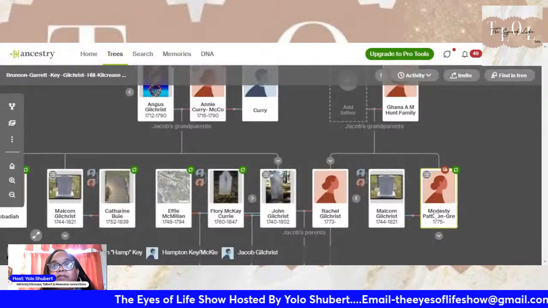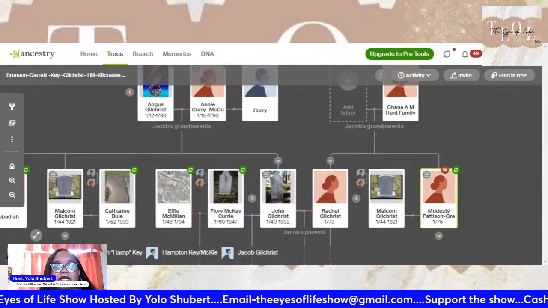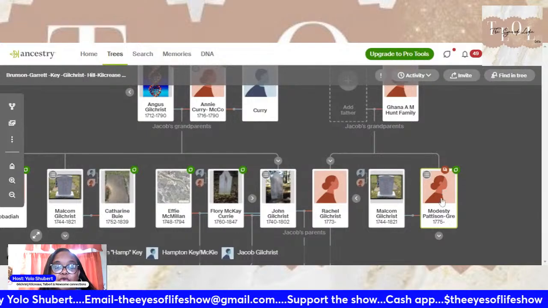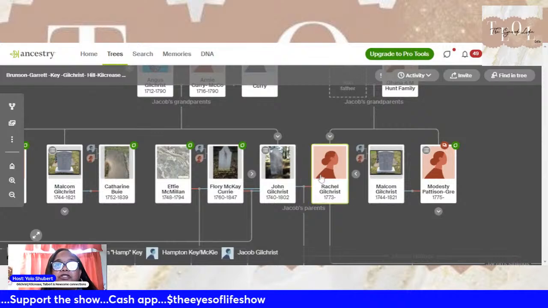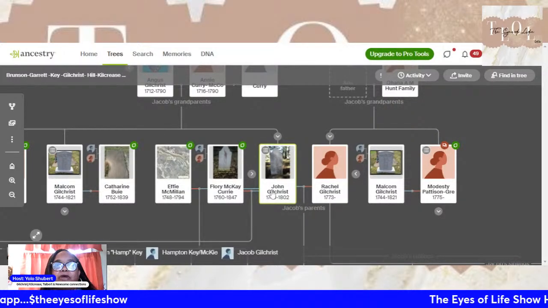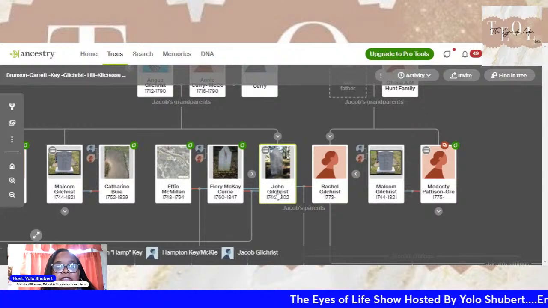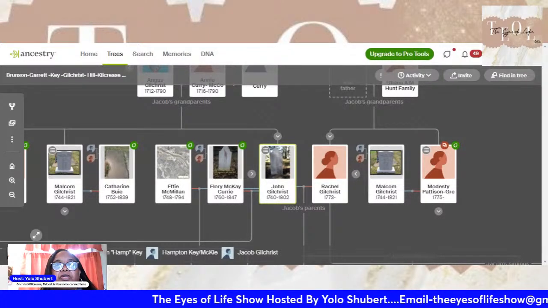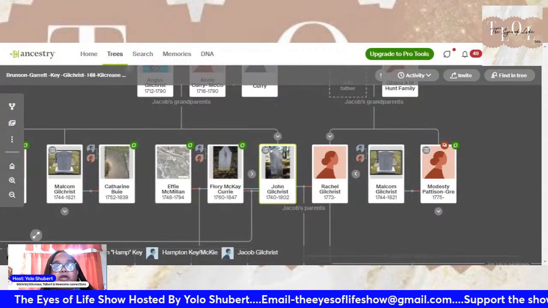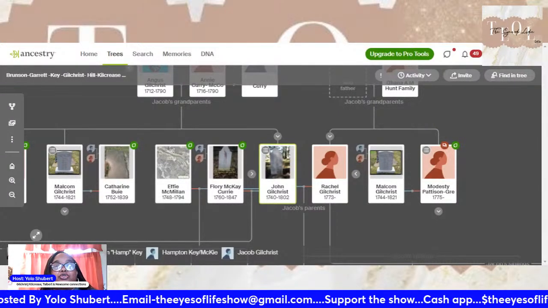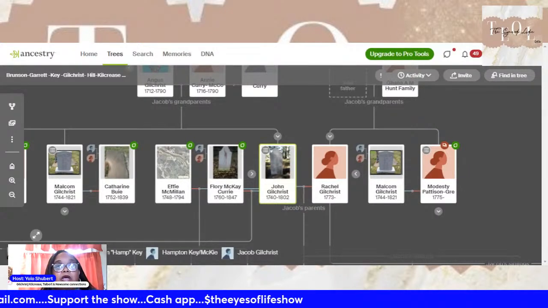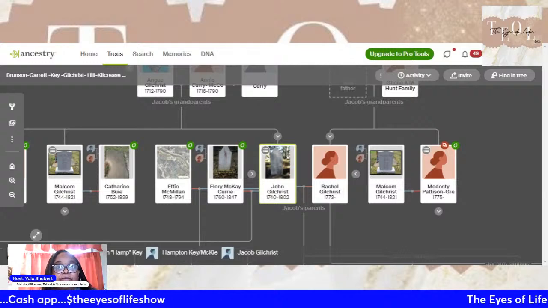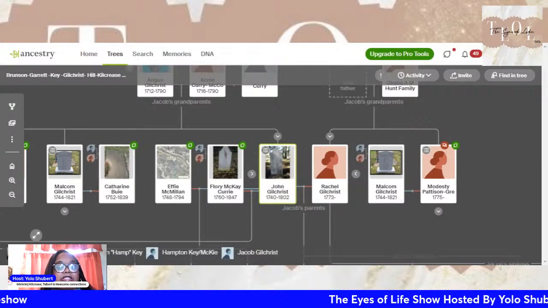One day we will go into Majesty's line, and that will be an interesting portion on how Harriet Tubman comes into play. So right now we're going to talk about Rachel and John Gilchrist. Well, John Gilchrist was an Irishman who was part of the quest to the New World from Ireland, along with a multitude of other Gilchrist family members. They were two ships that set sail to the New World, which was the United States.